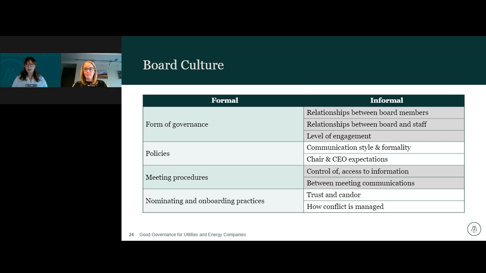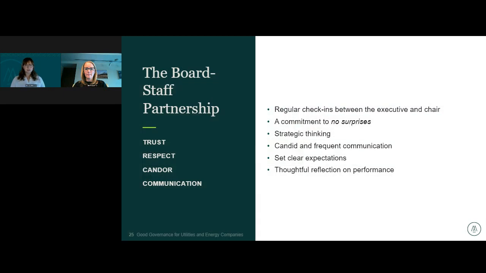And then your nominating and onboarding practices. Those can be very formal, but we also use those to really identify and uphold the culture of our board. How do we build trust between folks? How do we manage our conflict? How do we move through the governance together as a group and in a collaborative fashion?